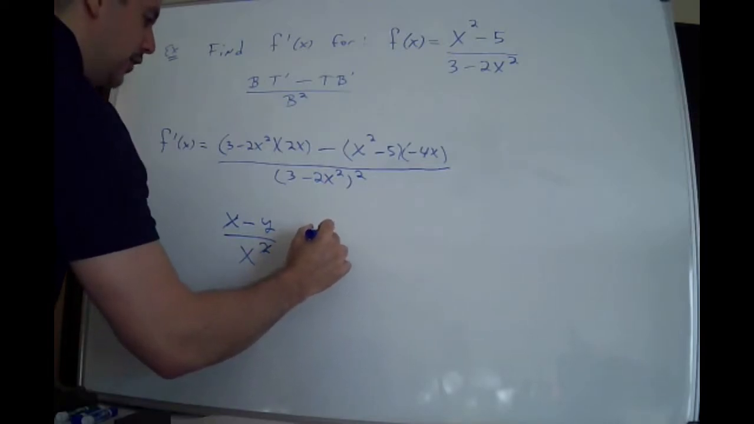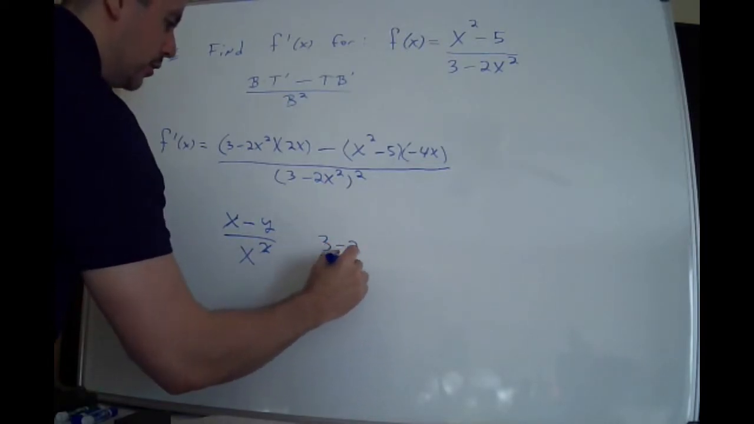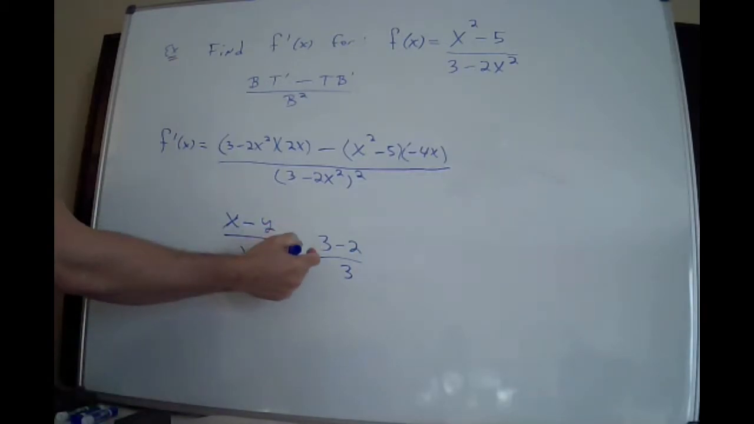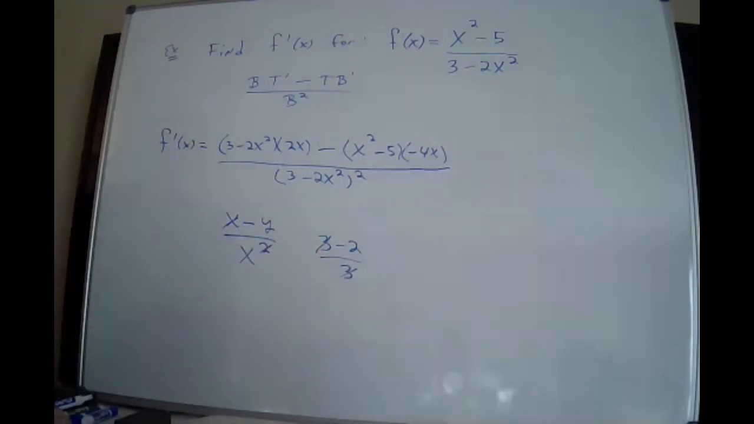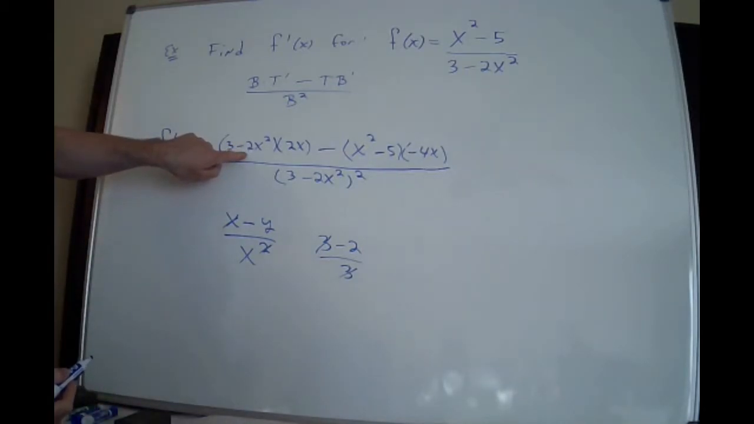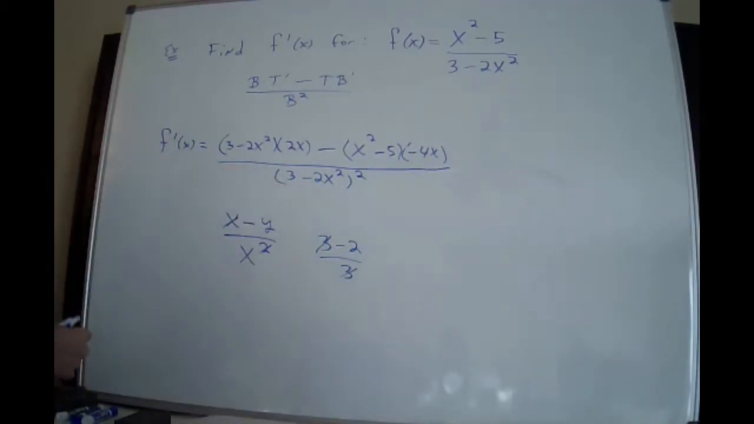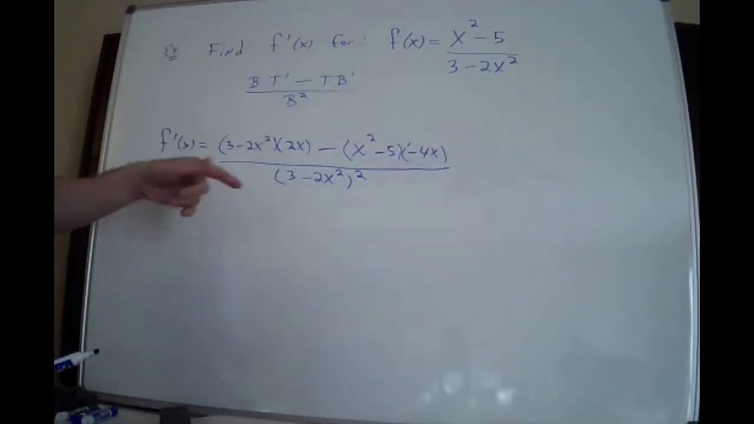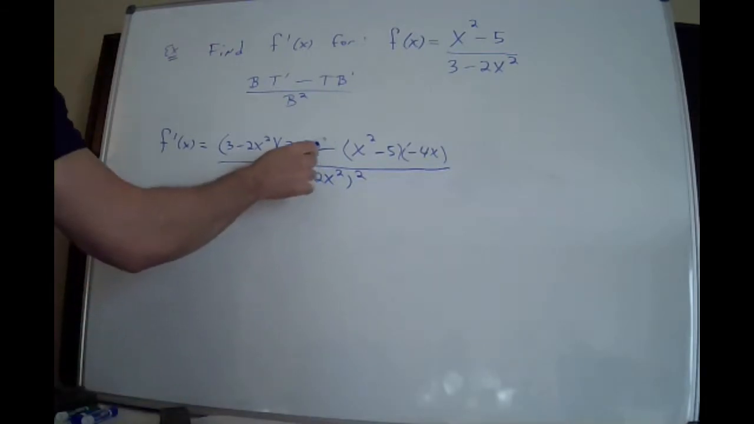If you had 3 take away 2 over 3, which is a third, right? 3 minus 2 is 1. If you decide you're going to cross these 3's out, I'm pretty sure that's not 1/3. You can't cross out like this. Even though you see the same thing here and here, do not, under any circumstances, cross these out. It doesn't work.